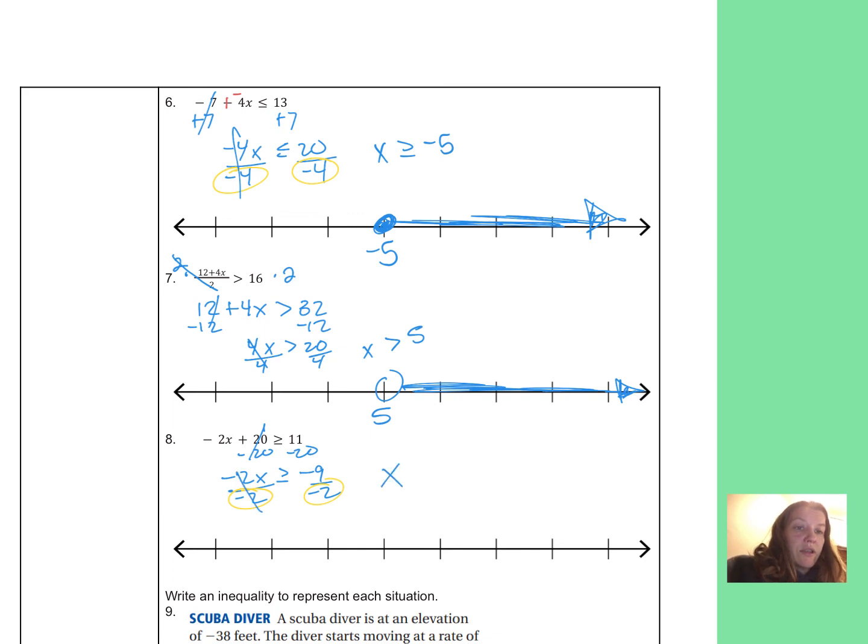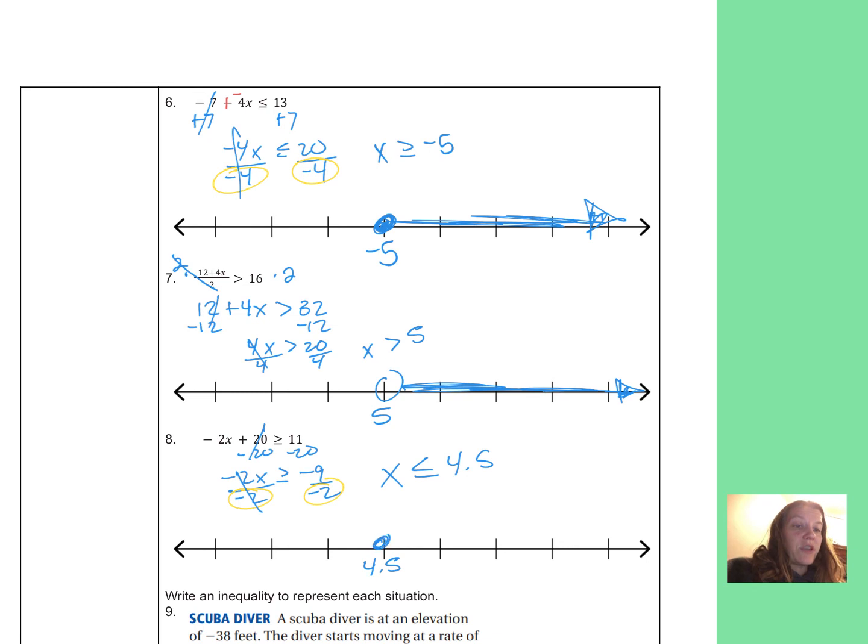So then x is, we're going to switch the sign. It's going to change to less than or equal to. And then I can leave it as a fraction. Since I left the other one as a fraction, let's go ahead and turn this one into a decimal. -9 divided by -2 would be +4.5. So I'm going to put 4.5 in the middle.